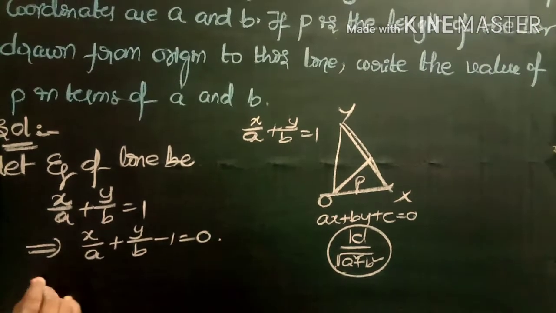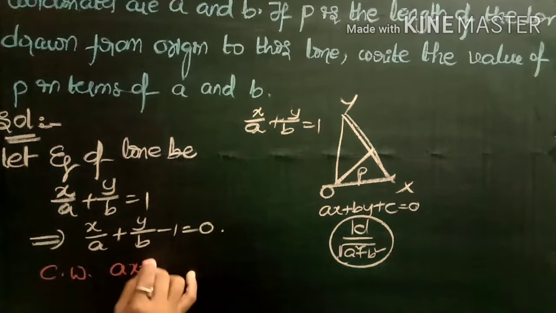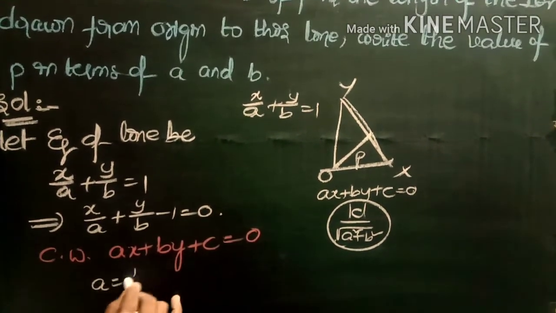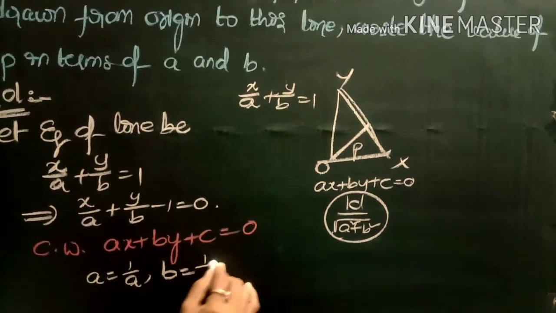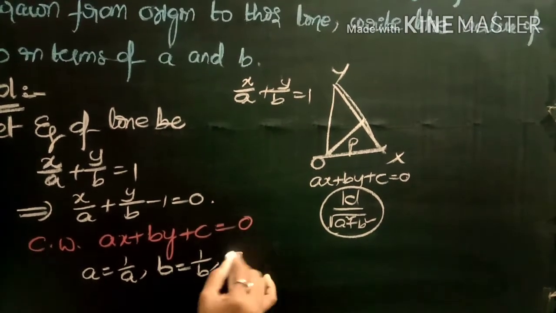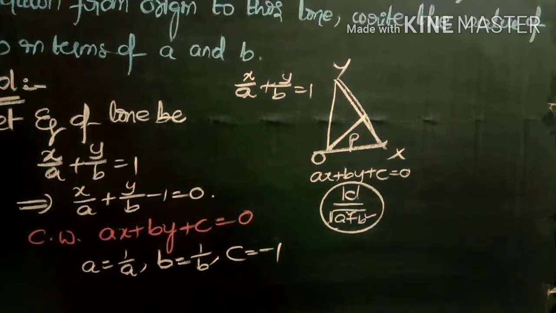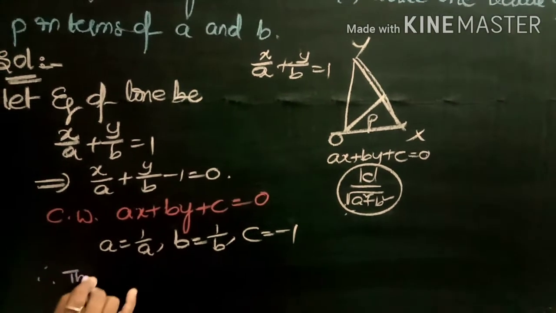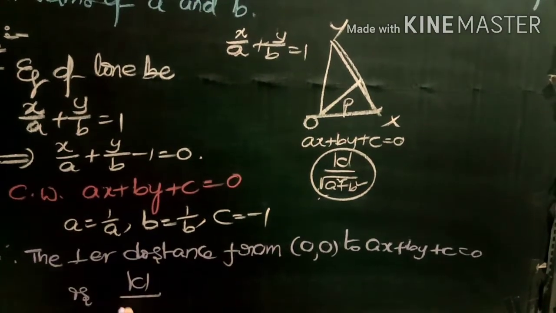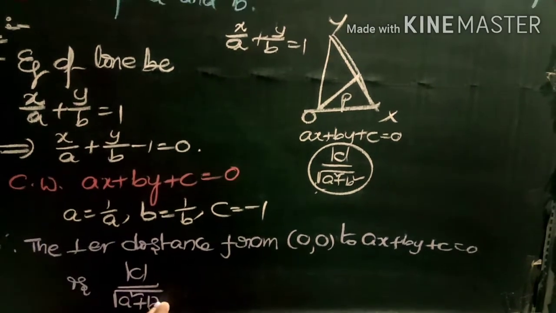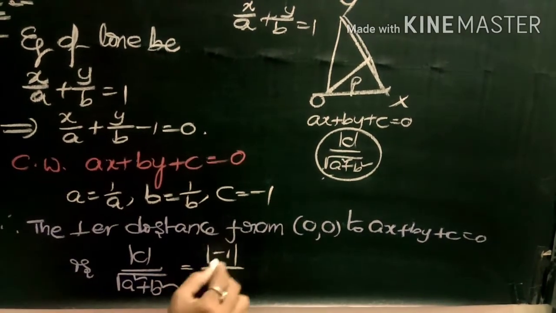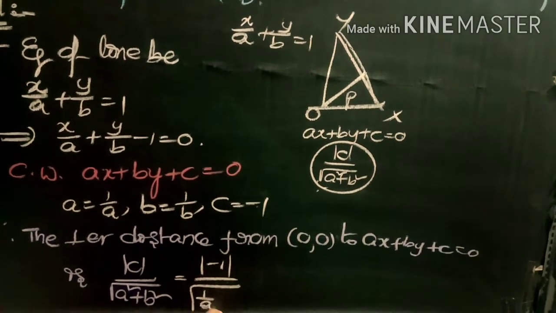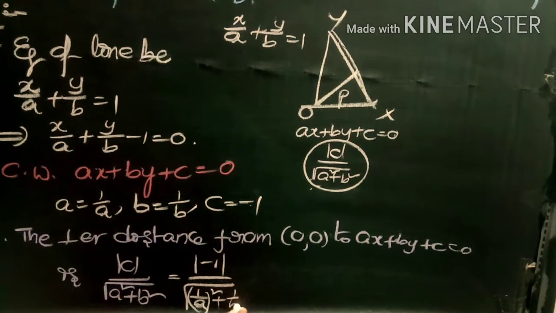When we compare this equation with ax plus by plus c is equals to 0, then the values of a, b, c are: a is equals to the x coefficient, that is 1 by a, b is equals to the y coefficient, that is 1 by b, and the value of c is equals to minus 1. Now we take the perpendicular distance formula. Therefore the perpendicular distance from origin to ax plus by plus c is equals to 0 is mod c by square root of a square plus b square. Now replacing the values, modulus of minus 1 by square root of 1 by a whole square plus 1 by b whole square.